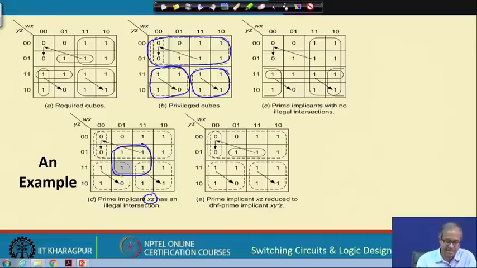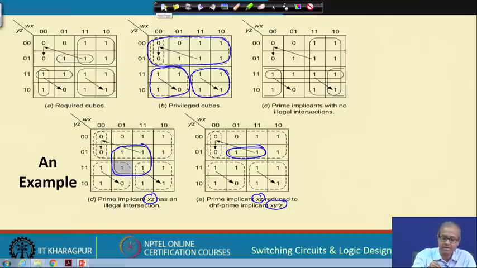This x z has an illegal intersection with one of the privileged cubes. Such illegal intersections are not allowed, right. So, if you have such an illegal intersection, what do you do? You reduce the size of this cube. This x z, you make it x y bar z, so that this intersection with a privileged cube is not there anymore. This is the basic idea.